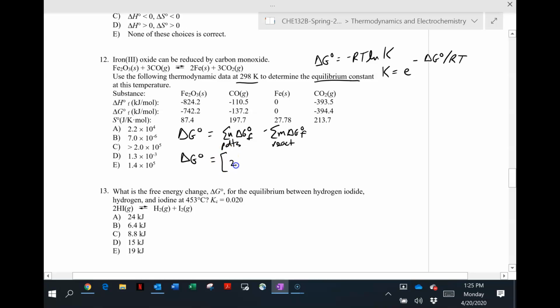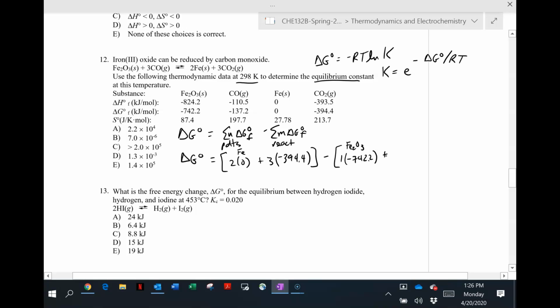We've got iron, which is 0. Just write that above it. And we've got carbon dioxide, which is negative 394.4. And then reactant-wise, we have Fe2O3. We only have one of those, so that's going to be 1 times negative 742.2, and you have to be careful here not to cross your lines.